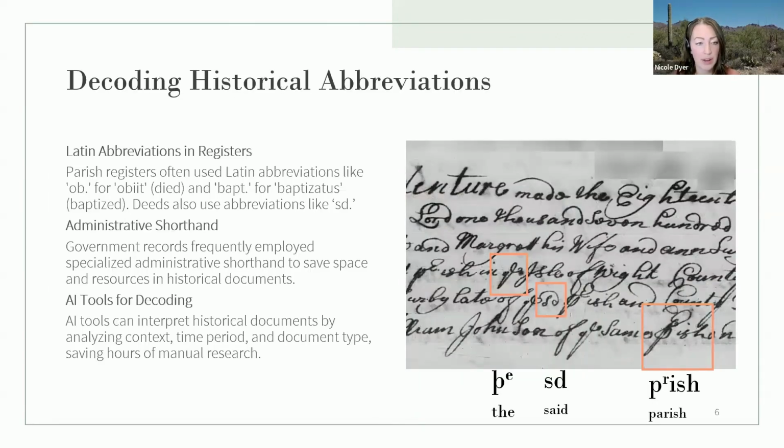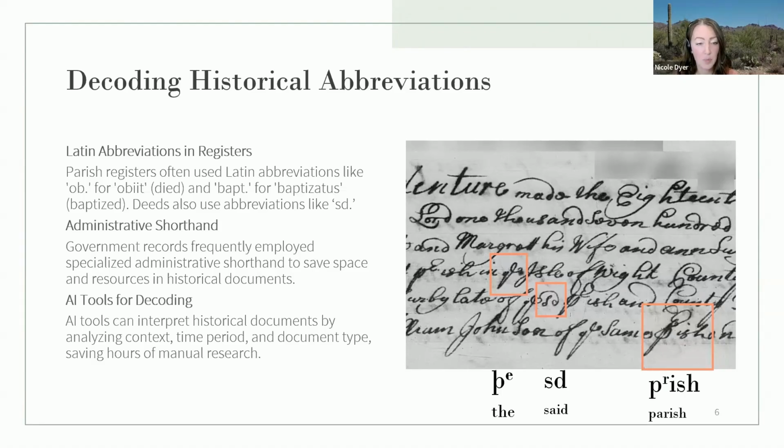Okay, so here's an example of a document from 1715, and it's in Isle of Wight County, Virginia. And a lot of the time in the past, there will be various abbreviations that we need to figure out. For example, this is a deed, but in parish registers, they would use a lot of abbreviations like OB for obit, which is died in Latin, and things like that. This deed has the abbreviation said over and over as SD. And a lot of times you'll see other shorthands for government records to save space.